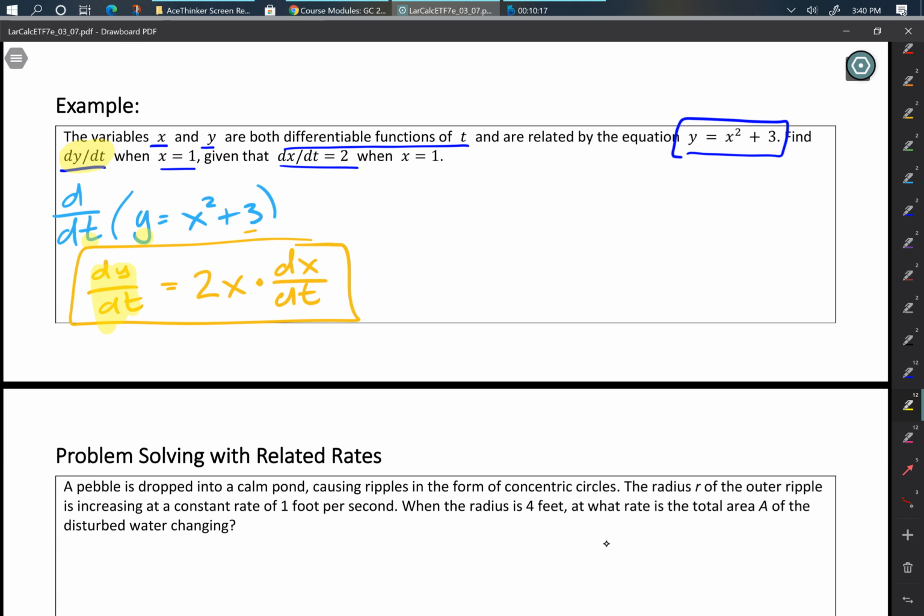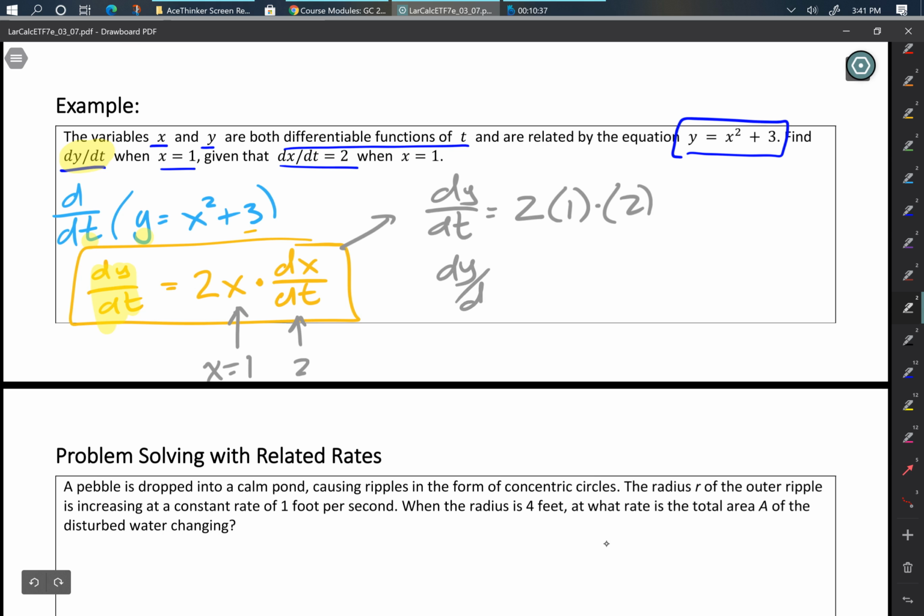If I'm going to solve for dy/dt, then these values right here have to be given. And I was told that x is equal to 1 and that dx/dt is equal to 2. So I'm going to plug those in, and I'm going to say then that dy/dt is equal to 2 times 1 times 2, or that dy/dt is equal to 4.